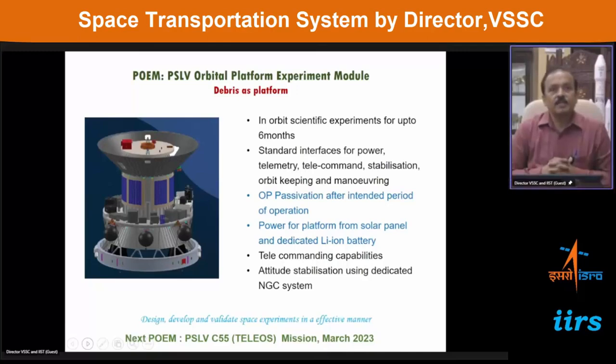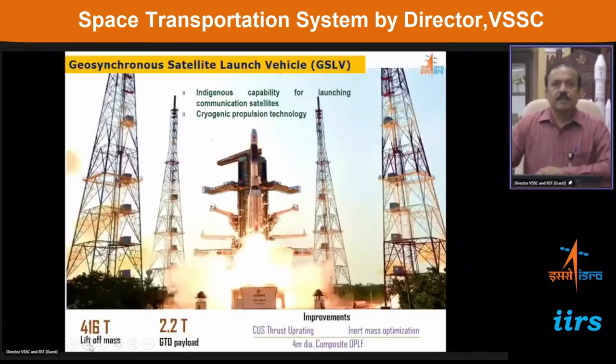What we do, we just add a little bit of solar panel power, and it has got its own control system. So you can add payloads, and then it can be in space for a few weeks or months, and then it can telemeter data down. We had two POEM missions, and even today, one PS4 is orbiting like a satellite. So it's the first time that a spent stage, which is otherwise called debris, is used as an orbiting platform.